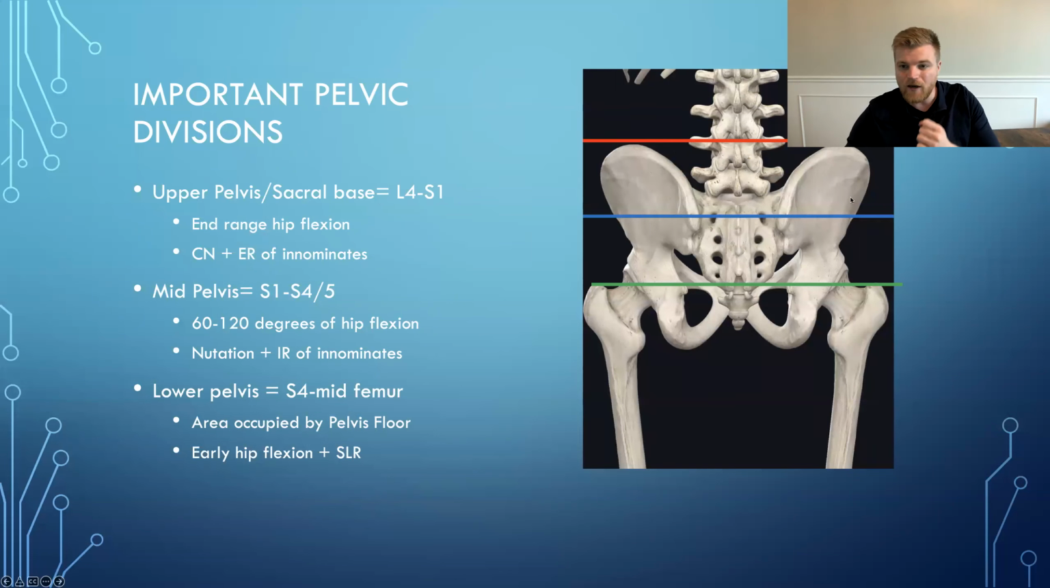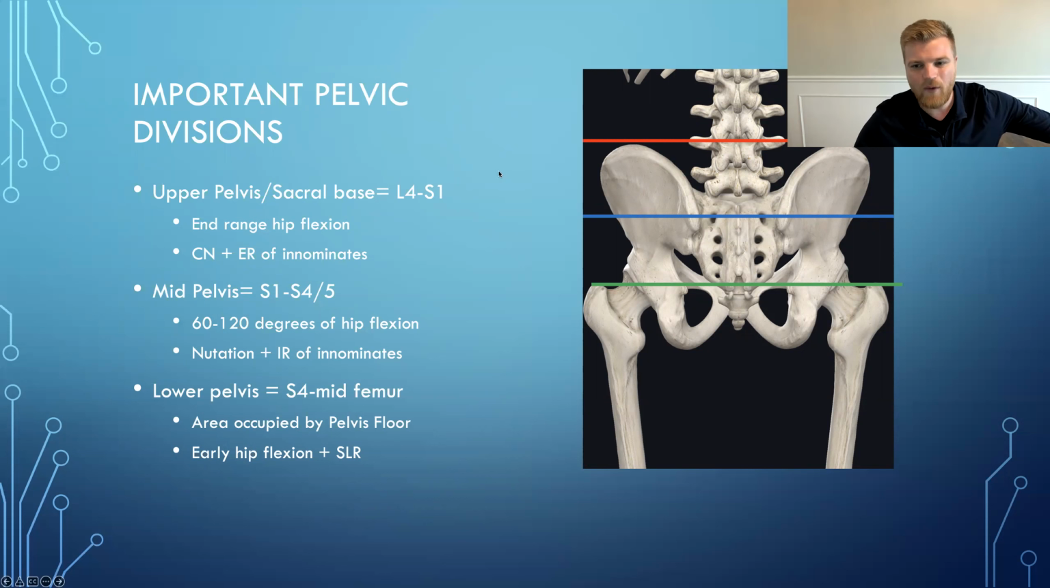This area here allows us to get end range hip flexion, as I mentioned. It allows us to get counter nutation, which again is just the tailbone tucking under so that the lumbar spine can flex. Okay, if we have extension, there's no rotation happening. If we've got flexion, we have the ability to turn our pelvis to that side. So we turn towards flexion away from internal rotation. So we've got counter nutation and external rotation of the innominates.